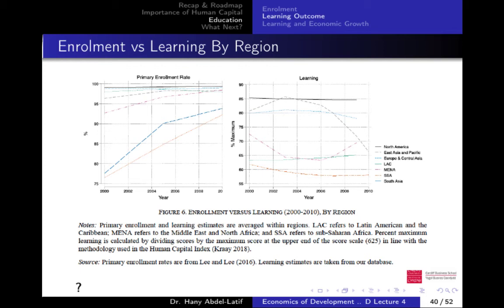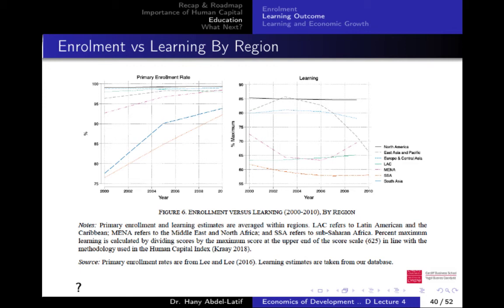And I think this is Latin America. So it seems like this is not consistent with this. Most regions are doing okay in terms of enrollment, but in terms of learning, again, it's not the same picture. And you can read this paper for more details about this.